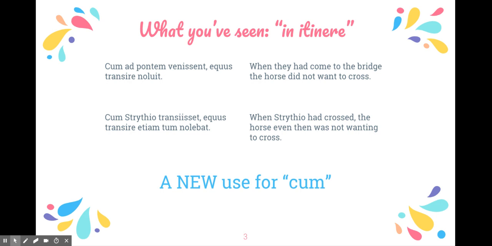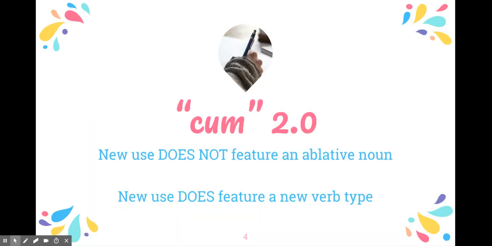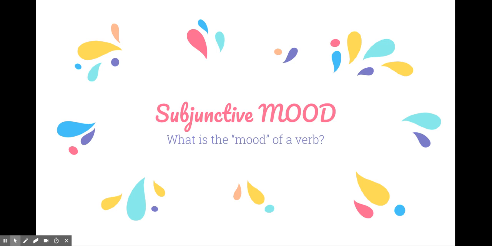So this represents a new use of the word cum. This is what I like to call cum 2.0, which means that there's a new use that's in addition to the one that you already know. In the new usage of the word cum, it does not feature an ablative noun. In the new use of cum, however, it does feature a new type of verb. And that verb type is called the subjunctive.